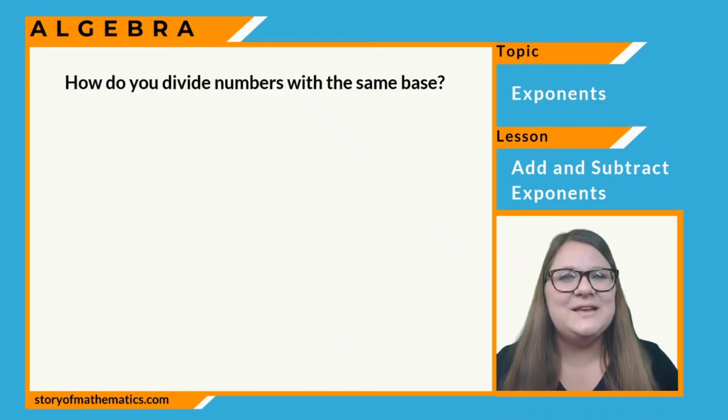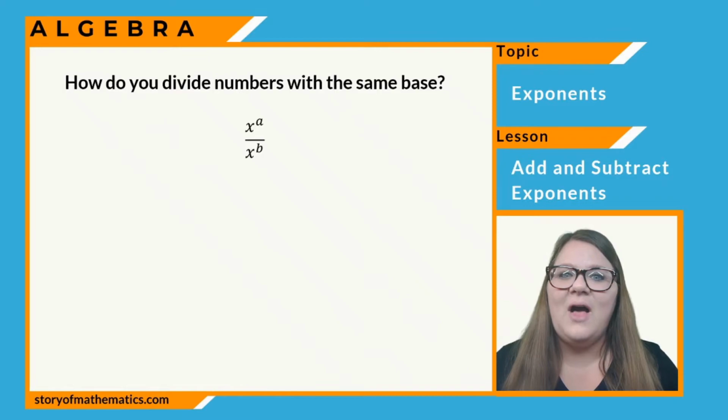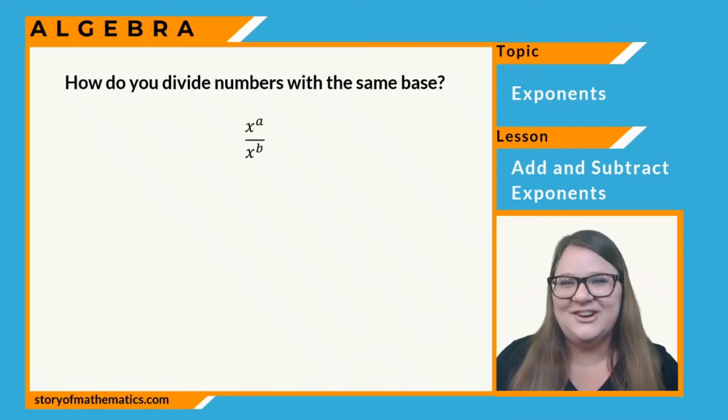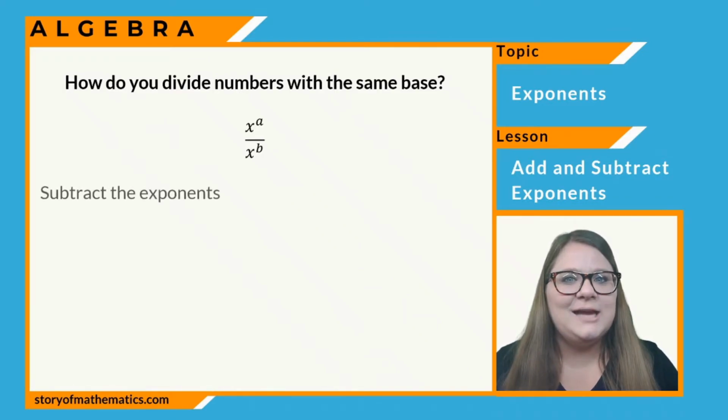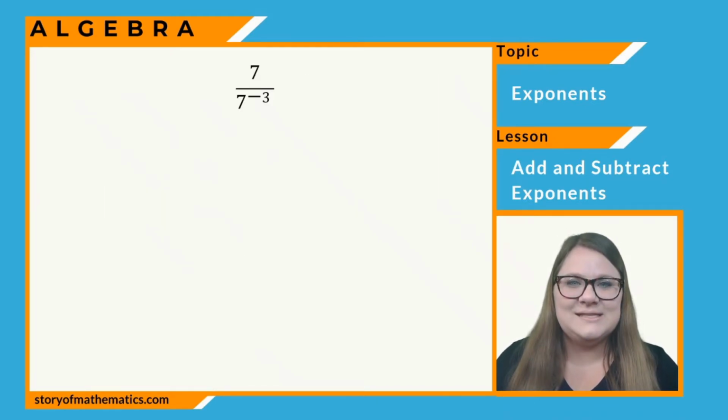Now, what happens if I were to divide numbers with the same base instead? Well, I would have x to the a over x to the b, and then I would be able to subtract the exponents. So division goes with subtraction, x to the a minus b. Let's take a look at that example. 7 over 7 to the negative 3.